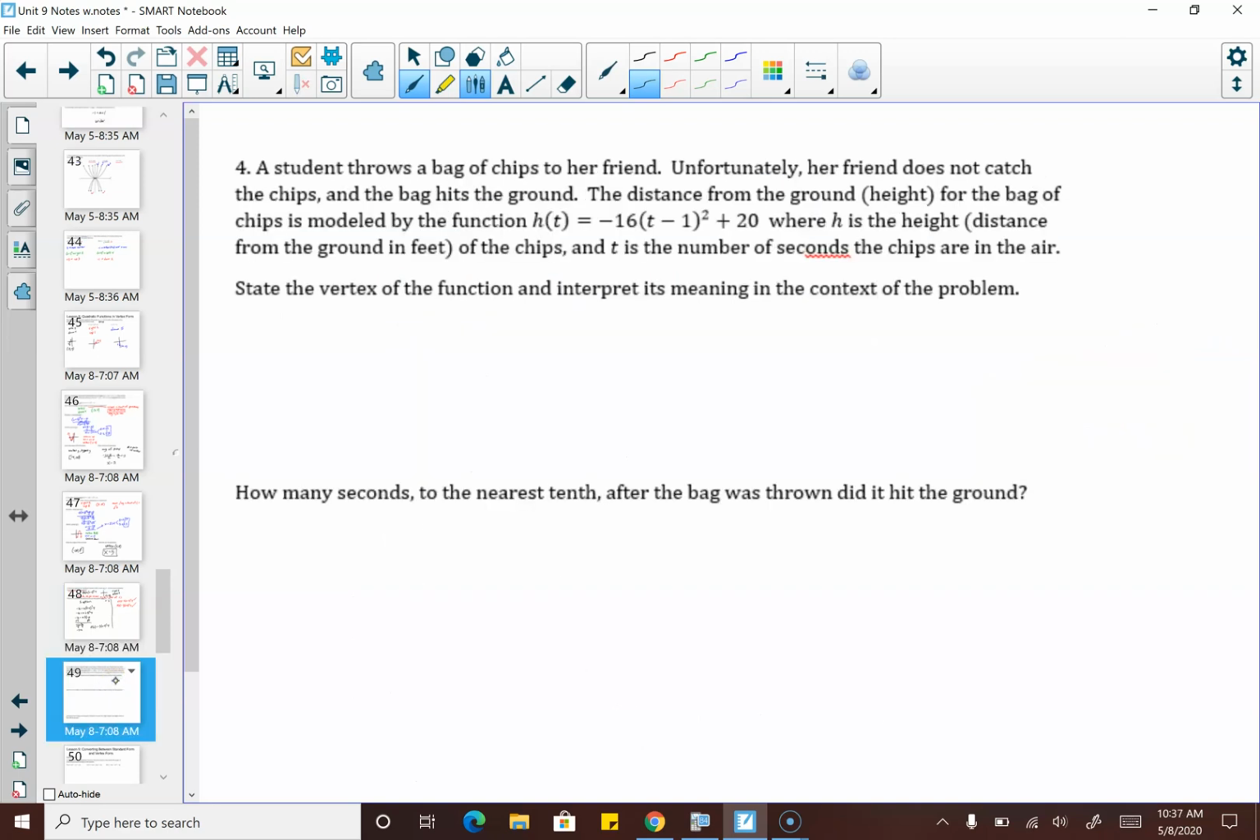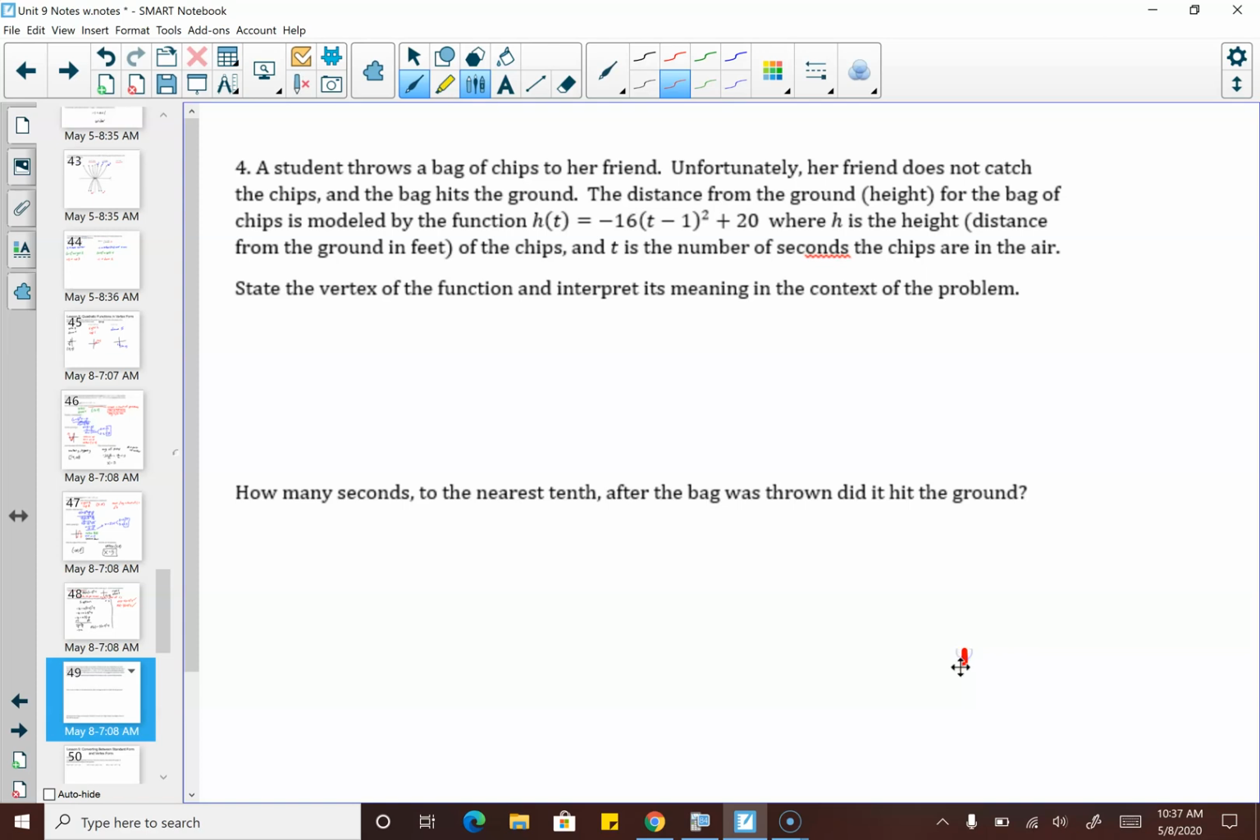And our last one, a student throws a bag of chips to her friend. Unfortunately, her friend does not catch the bag of chips and it hits the ground. The distance from the ground, the height for the bag of chips, is modeled by the function h of t equals negative 16 times (t minus 1) squared plus 20, where h is the height, which is the distance from the ground in feet, and t is the number of seconds that the chips are in the air. So state the vertex and interpret its meaning in the context of this problem.